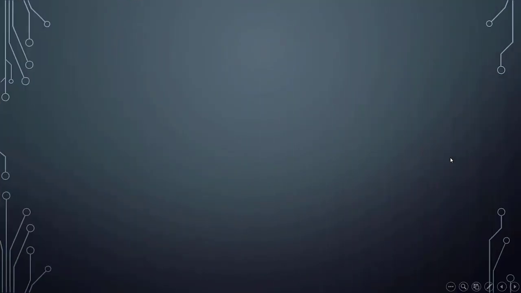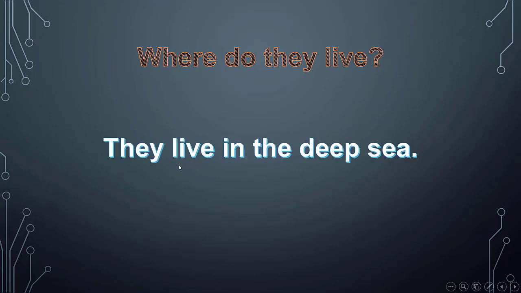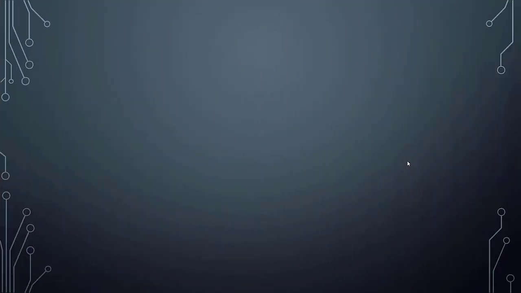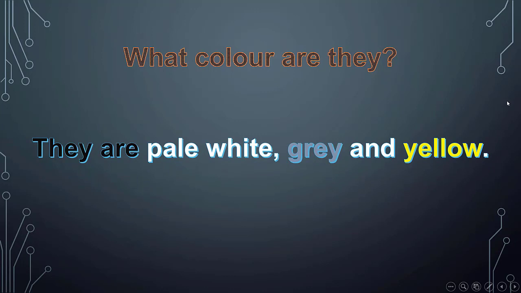Let's move to the second question. Where do they live? They live in the deep sea. The third question. What color are they? Great. They are pale white, gray, and yellow. They have different colors. Pale white, gray, and yellow.